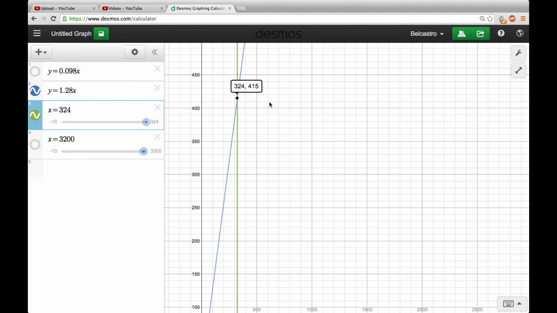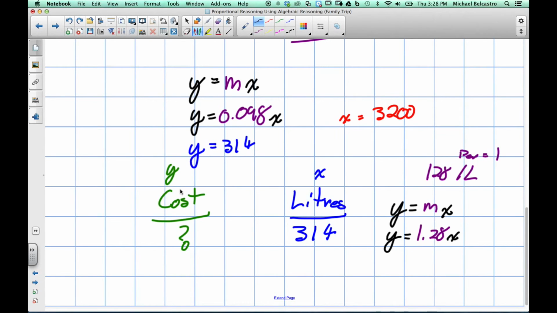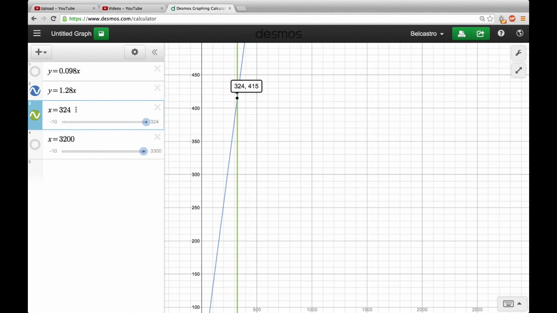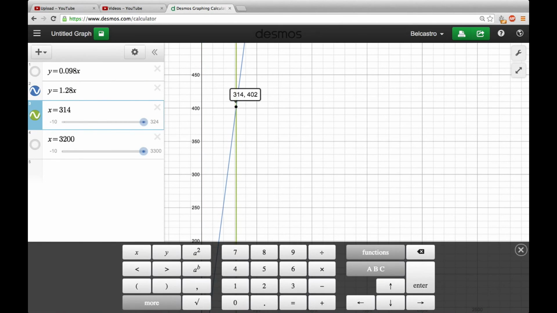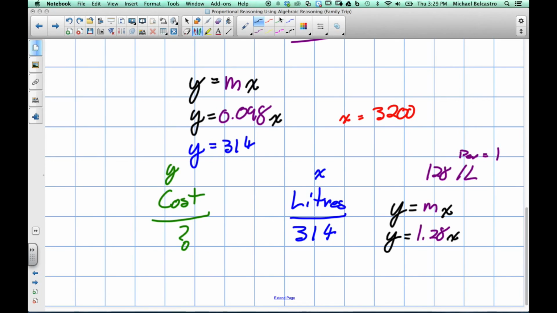So if we use 300 and, sorry, is that the right value? 314, not 324. Let's go back. Sorry, so our value is going to be 314. If we use 314 liters of gas, our cost to the family is going to be $402. So the family's total cost, y, is equal to $402.